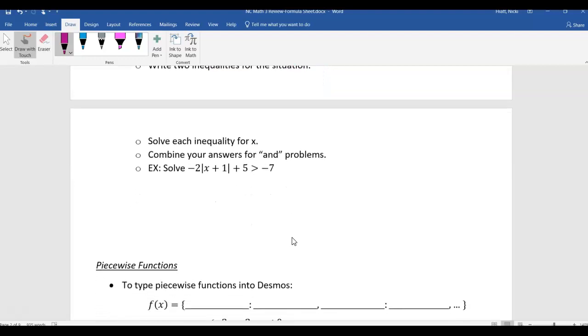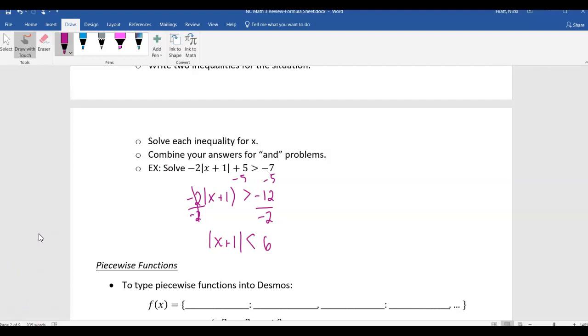So here's an example that includes all of these things. The first thing you have to do is get the absolute value bars by themselves. So we would need to subtract 5 here. So we would have -2 absolute value of x plus 1 is greater than -12. We would need to divide by this -2 right here. And I'm dividing by -2, so whenever I do that, I need to flip that inequality sign. It was a greater than, I'm going to make it a less than right here, and I'll get a +6. All right, so at this point, my absolute value bars are by themselves.